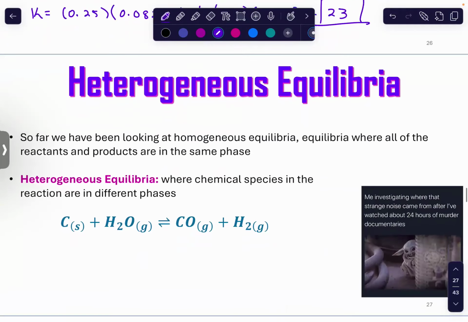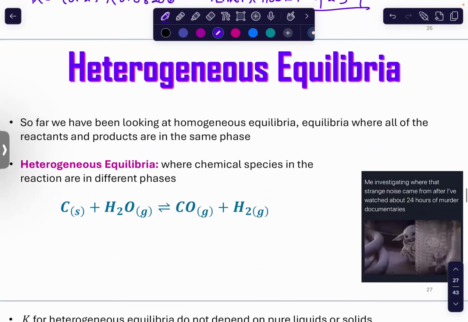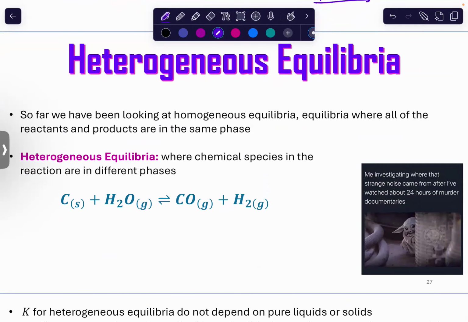Heterogeneous equilibria. So we've been dealing with the terms homogeneous and heterogeneous for a while. Same idea here. If you look back up here, you see how everything's a gas? That's a homogeneous equilibrium. Heterogeneous equilibrium, you see how I have mixtures of solid and some gases?